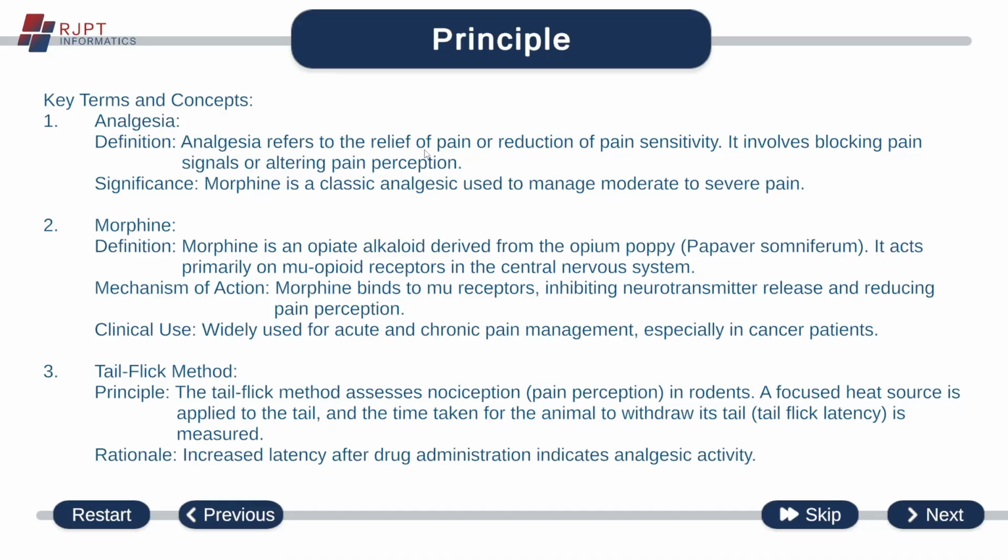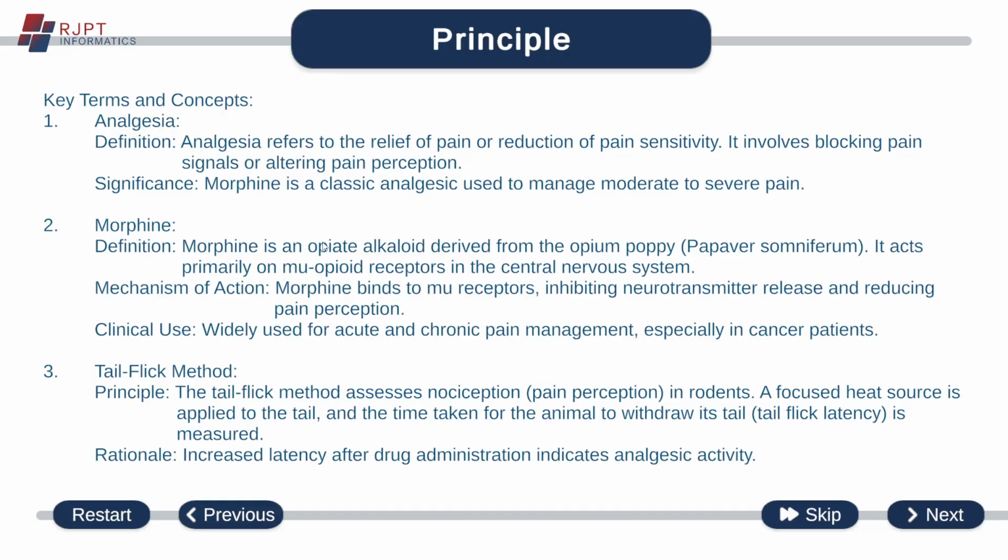So analgesia is the relief of pain or reduction of pain sensitivity when we are feeling pain and we administer a pain relieving drug. That's analgesia, when the relief of the pain or the reduction of the pain sensitivity is felt. It involves blocking pain signals or altering pain perception. How does it work? It blocks the pain signals or alters the pain perception. For that we use morphine, an analgesic drug. It is a classic analgesic used to manage moderate to severe pain also.